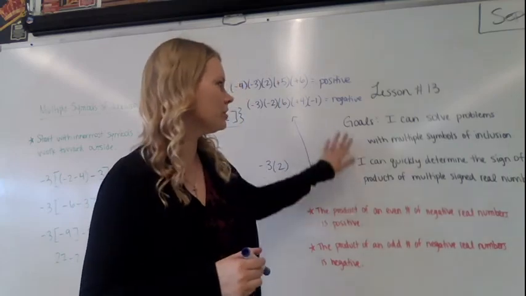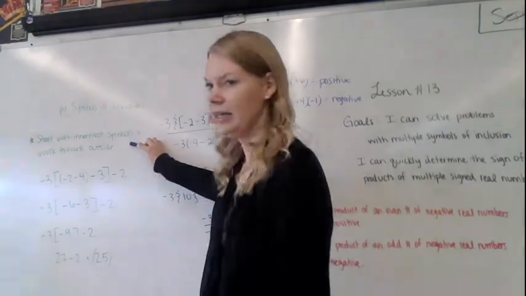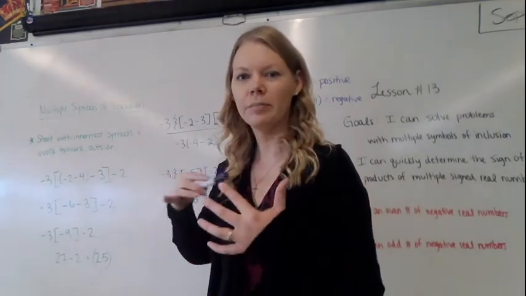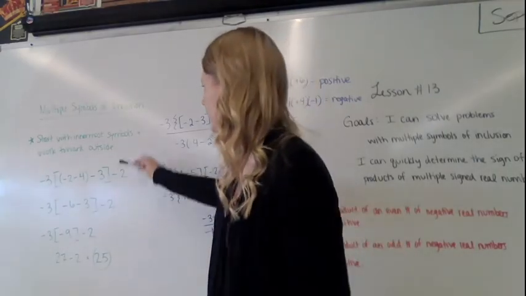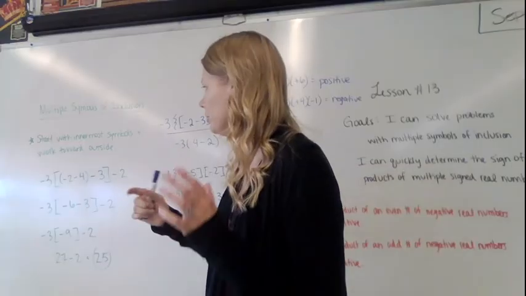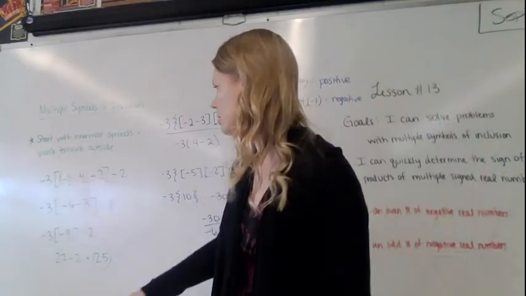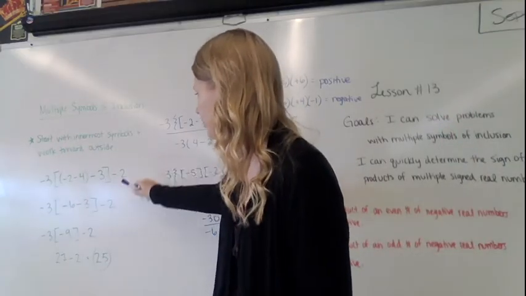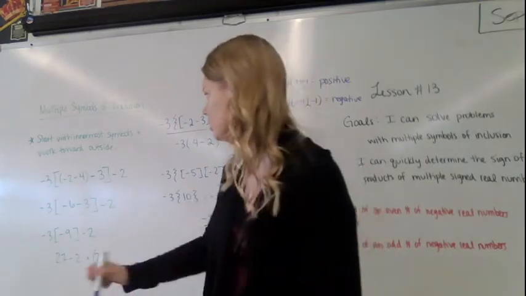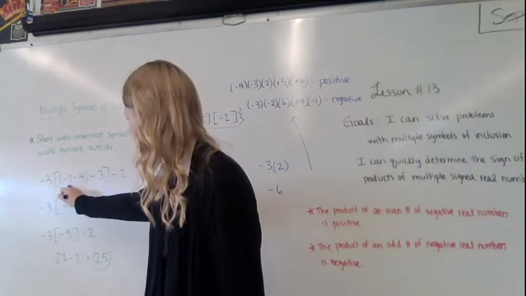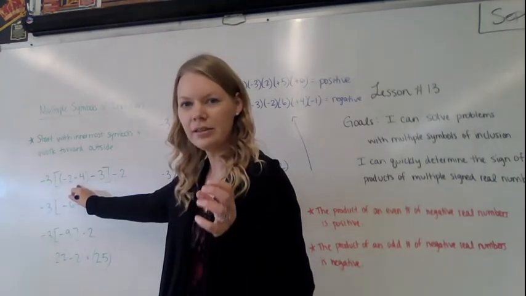Starting with the first goal, which is to be able to solve problems with multiple symbols of inclusion, there is one key that you need to know in terms of process. If you just follow that process until you're done, you will get the right answer. And that is to start with your innermost symbols and work sequentially towards the outside. So in this example here in green, we're going to look for the very innermost symbols of inclusion, which in this case is these parentheses here where we have -2 minus 4. And so we're going to solve what's inside those first.